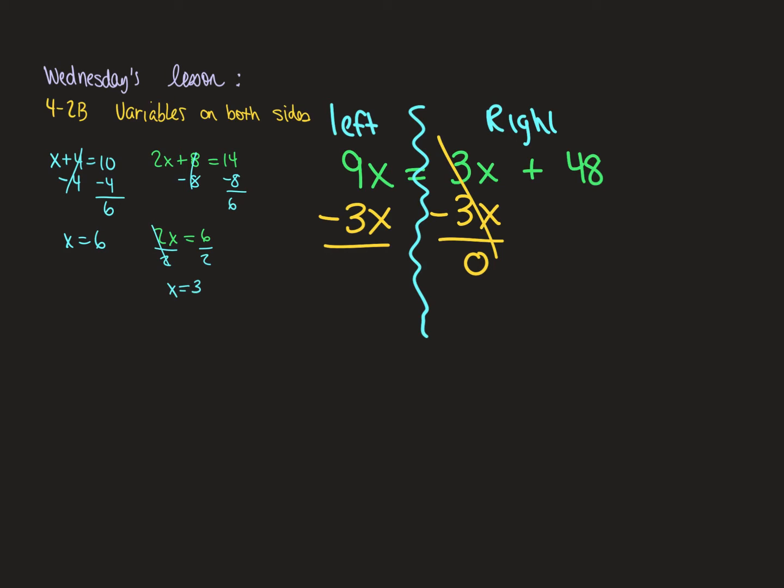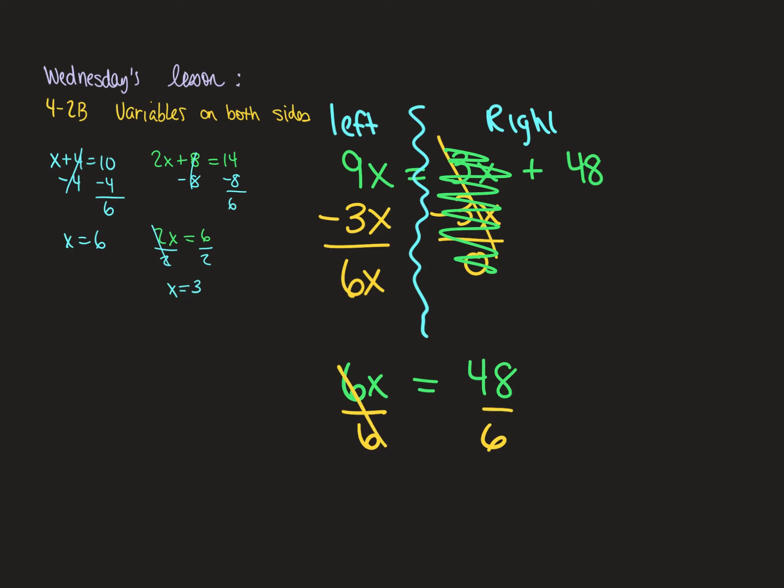So what would 9x minus 3x be? It would be 6x. Now I rewrite 6x equals, well, this is gone, and I'm left with a positive 48 on the right side. So now this looks normal. We divide by 6, cross out, what's my answer? X turns into 8.